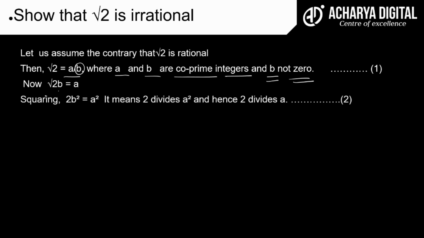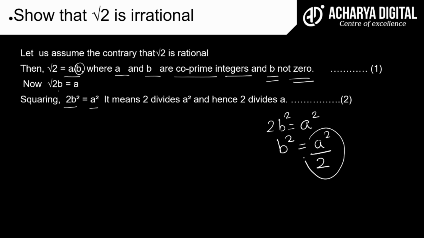Now let us square on both sides. So root 2 squared is 2, b squared is b squared, equal to a squared. So I got 2b squared equal to a squared. Now, if I have 2b squared equal to a squared, then b squared will be equal to a squared upon 2. It means a squared is divisible by 2, or 2 divides a squared.